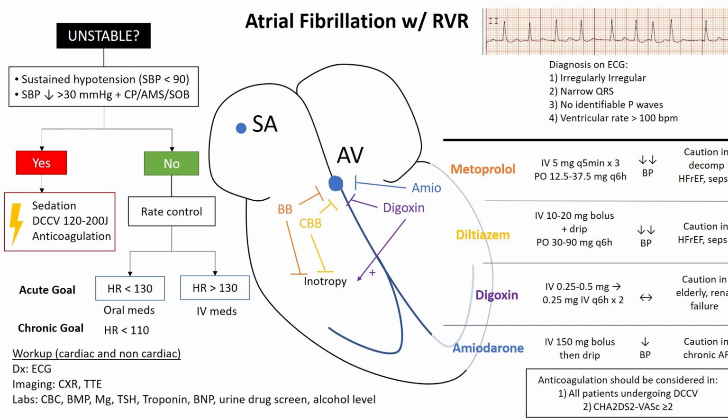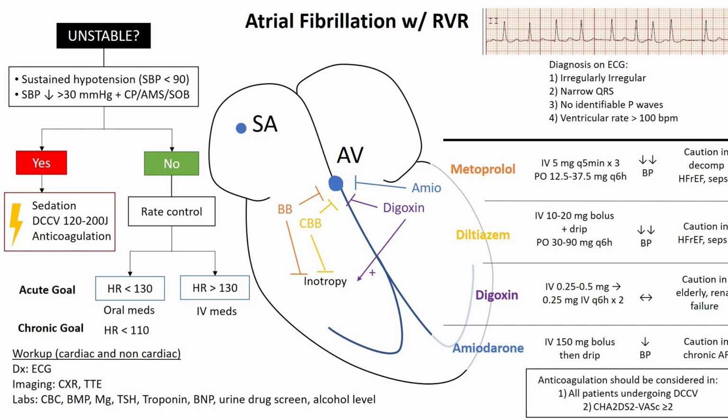But I want you to ask yourself, okay, they're symptomatic, but are they stable? Is the patient hypotensive? Are they showing signs of imminent decline? If not, focus on that rate control. You could begin PO meds, and as you wait for them to start to work, you could start IV medications such as amiodarone, digoxin, or whatnot, Cardizem, metoprolol.